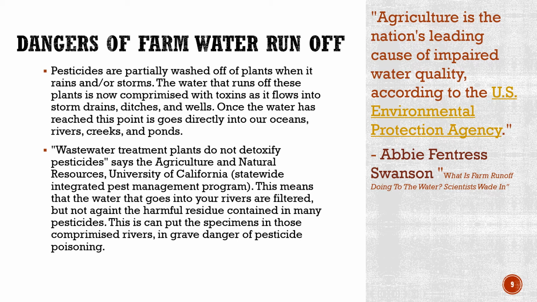This means that the water that goes into your rivers is filtered, but not against the harmful residue contained in many pesticides. This can put the specimens in those compromised rivers and bodies of water in grave danger of pesticide poisoning. Agriculture is the nation's leading cause of impaired water quality, according to the U.S. Environmental Protection Agency.